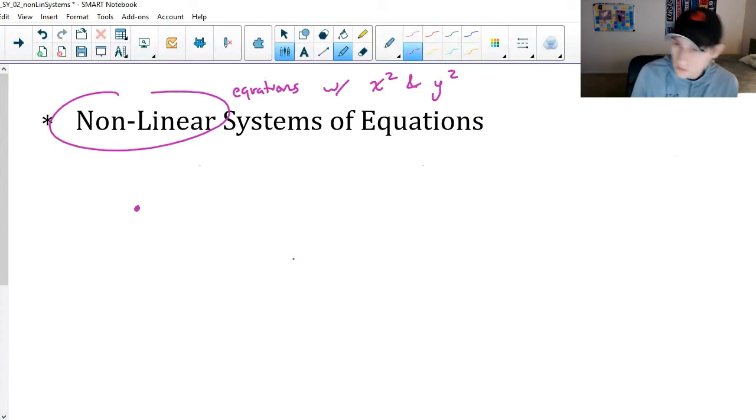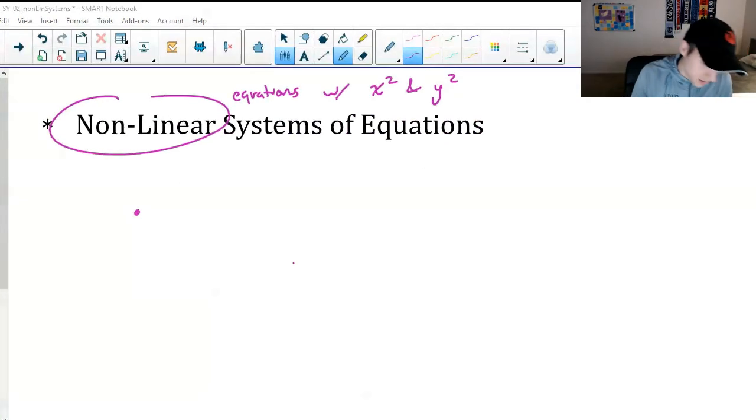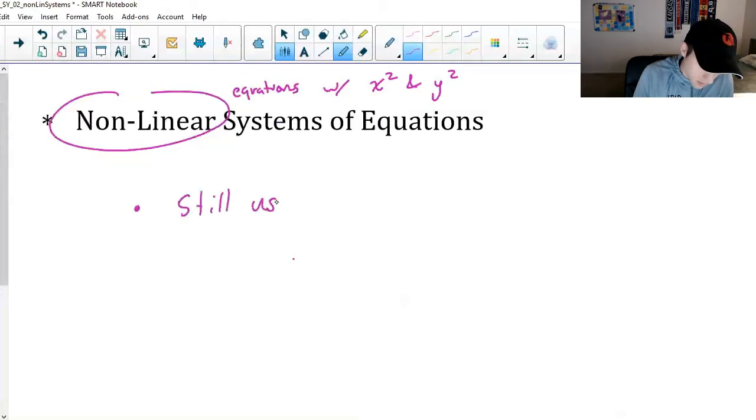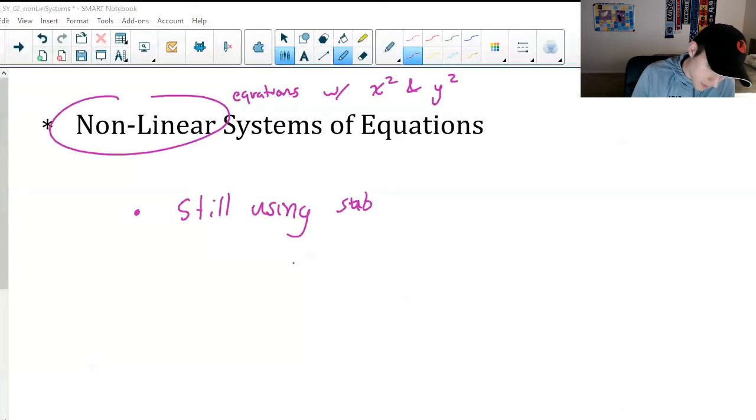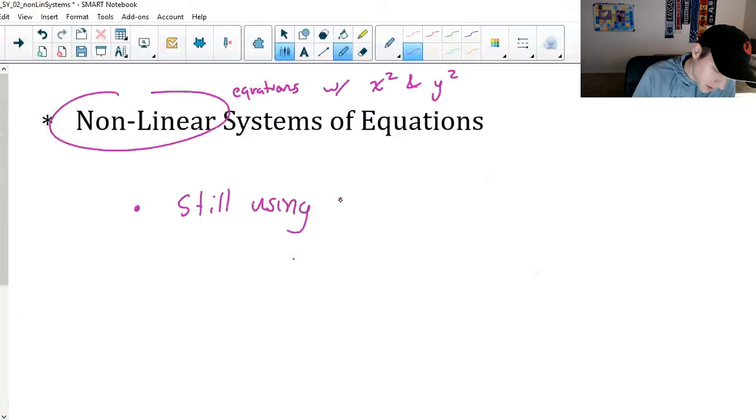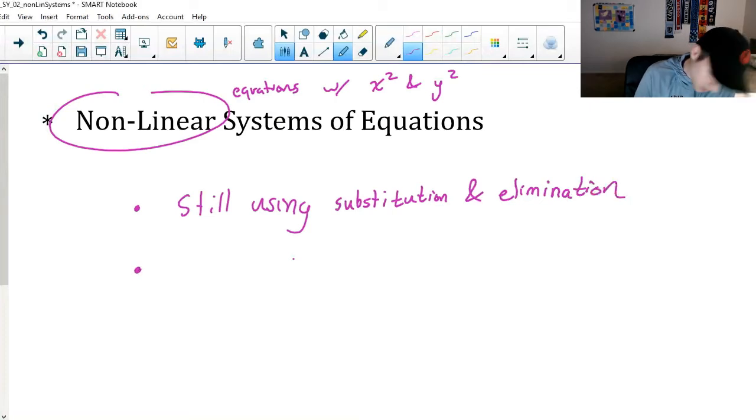So for these problems, we're still using our basic solving methods that we've learned from Algebra 1, Algebra 2, and like we just did with systems. We're still using substitution and elimination. Okay, our main methods of solving systems.